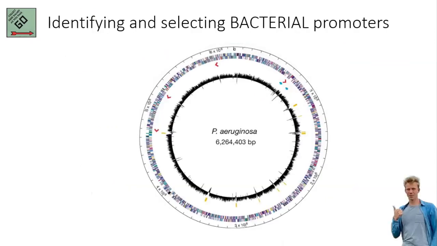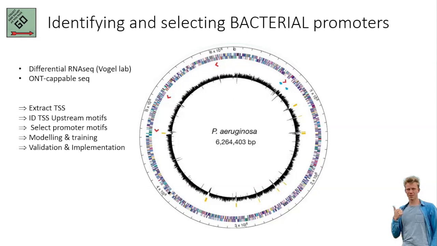One master student said, hey, you're covering all of the coding sequences from the phage, but can't we pull these transcription start sites also from the bacteria? And indeed, that's possible. During his master dissertation, he took the data from ONT-cappable-seq, also some differential RNA-seq that we did together with the Vogel lab, to extract the transcription start sites, and immediately upstream should be the promoter motifs that could be selected.